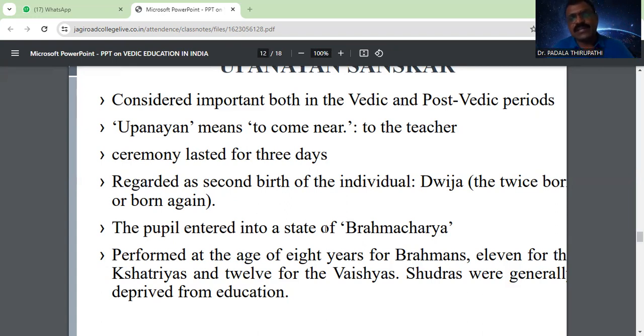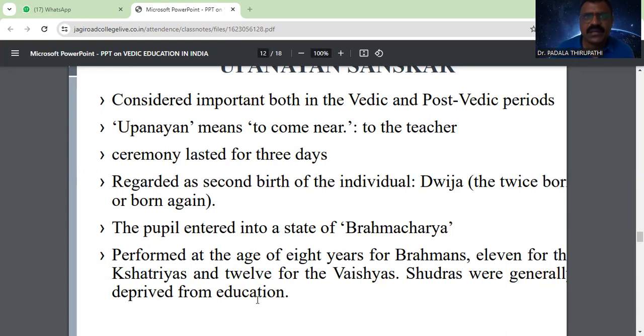Then people entered into a state of brahmacharya. They performed it at the age of 8 years for Brahmans, 11 for the Kshatriyas, and 12 for the Vaishyas. Shudras were generally deprived of education. Remember, my dear friends, only the 3 Varna people were eligible to learn education in the Vedic period. But Shudras were generally deprived of education.